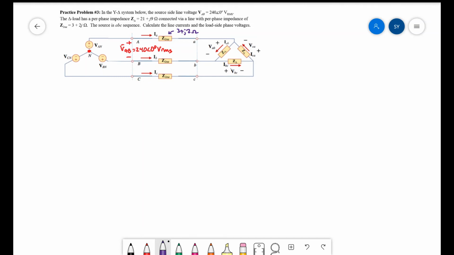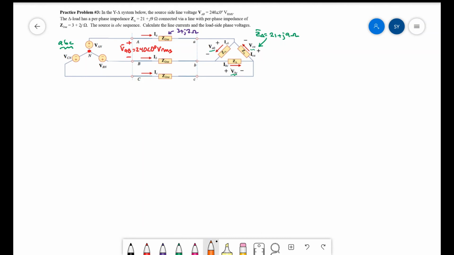And this is the same for each one of the lines shown. I'm also told that Z delta, that is each leg of this delta component, is equal to 21 plus J9 ohms. I'm told that the source is an ABC sequence. And then I'm asked to calculate the line currents and the load side phase voltages. Remember that load side phase voltages are the voltages across each of these legs, so VAB, VBC, and VCA. For a delta-connected load, those are identical to the line voltages at the load side.